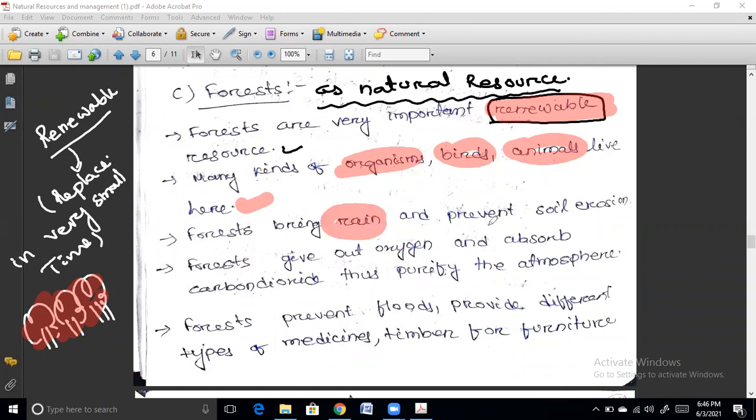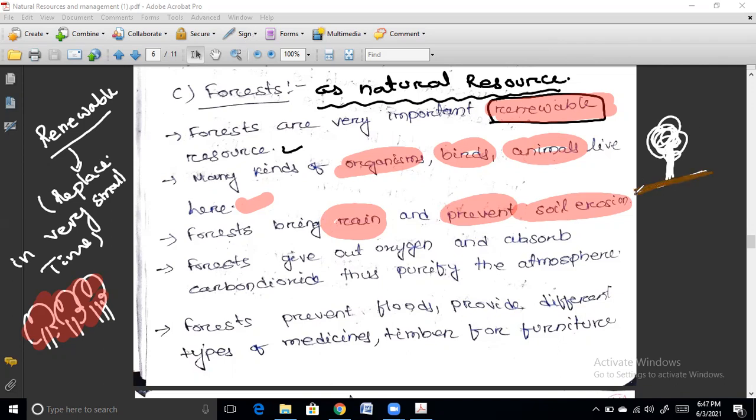Due to the forest there will be more, if there is more forest then there will be more rain. Okay, and it prevents the soil erosion. What is soil erosion? Mrittika kshay, soil erosion. How is it possible? If you see, suppose this is your plant, suppose this is a plant present here, suppose this is a plant, and this is the soil, okay?